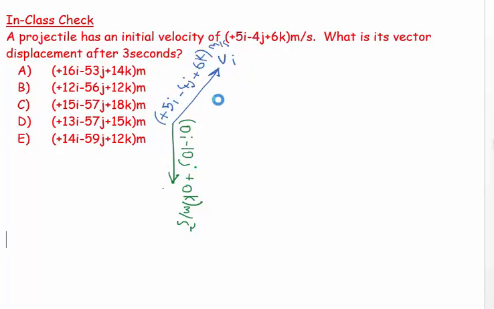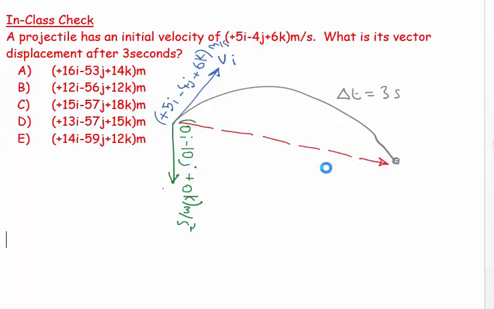So we just let these two affect each other, and over time I'll get some kind of trajectory that looks like this. And after delta t is equal to 3 seconds, we're kind of here. And it wants to know what the displacement is. So we're specifically looking for this vector here. Again, this is in three-dimensional space. I'm drawing it as two-dimensional, but we're actually in three-dimensional space. So let's call this R, just for the sake of it. This is the vector displacement.